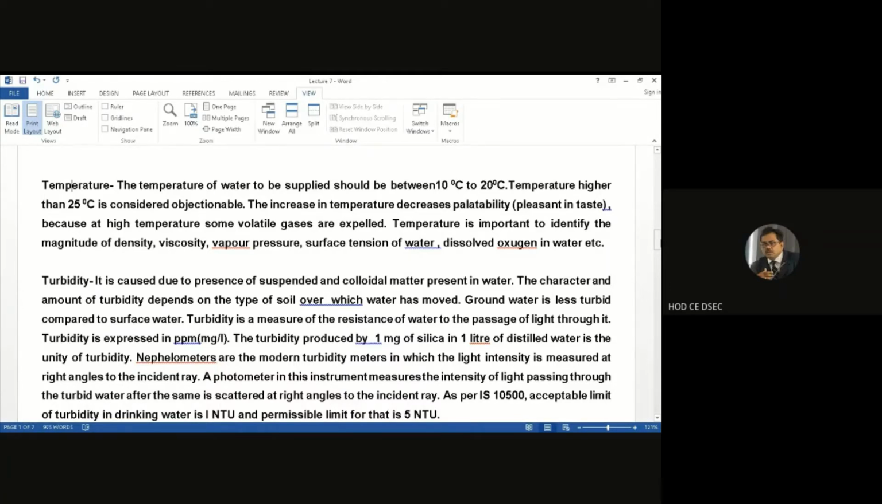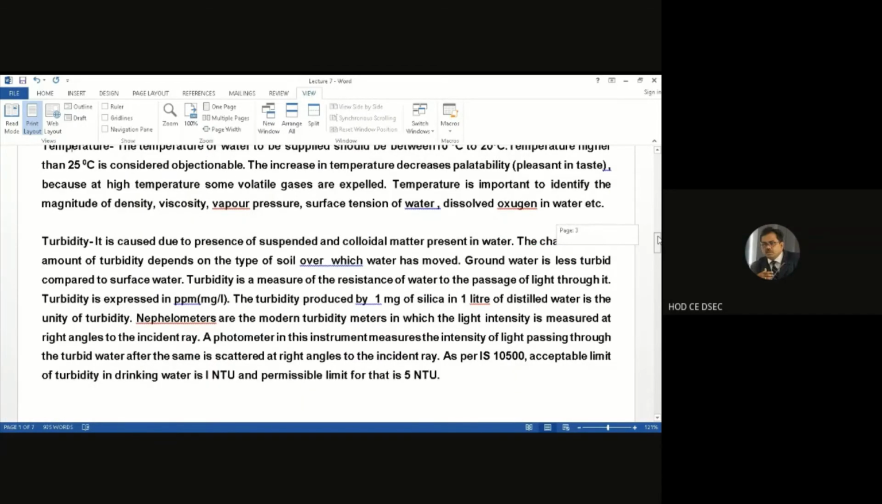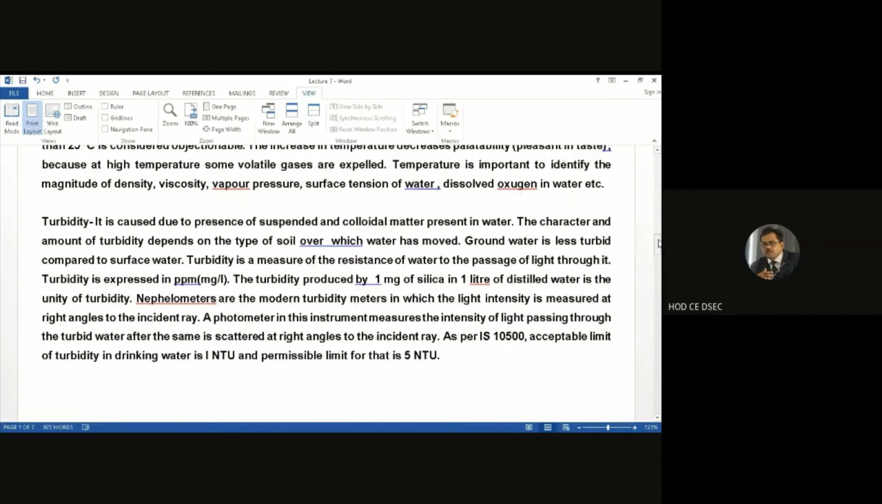Now I will discuss the turbidity. What is the turbidity? A very important phenomenon. Turbidity is caused due to the presence of suspended and colloidal matter present in water. Again I repeat, turbidity is due to the presence of suspended and colloidal matter present in water.